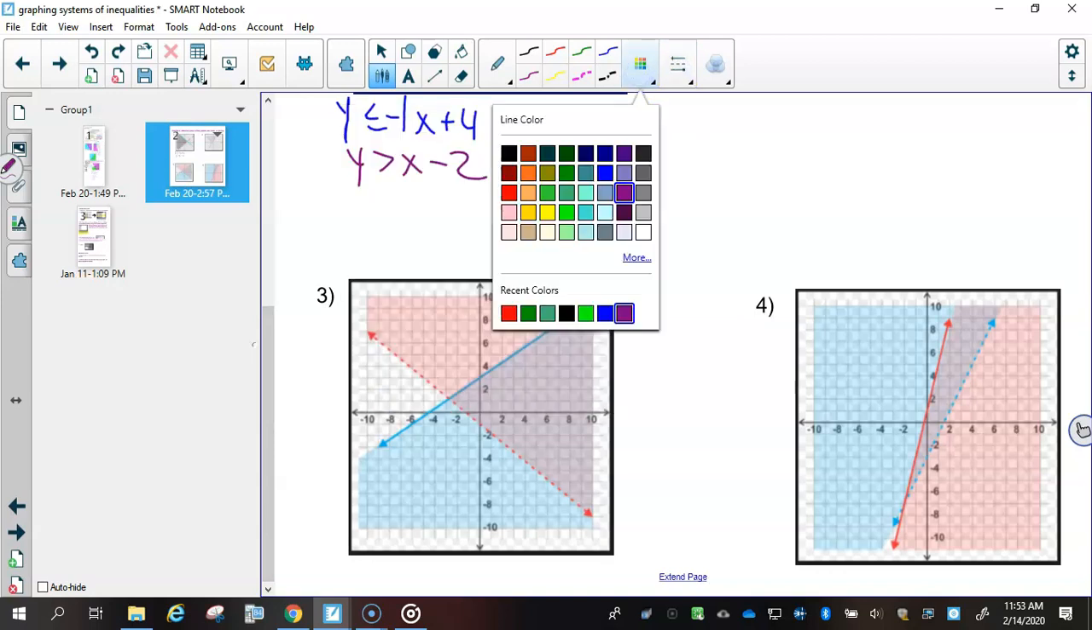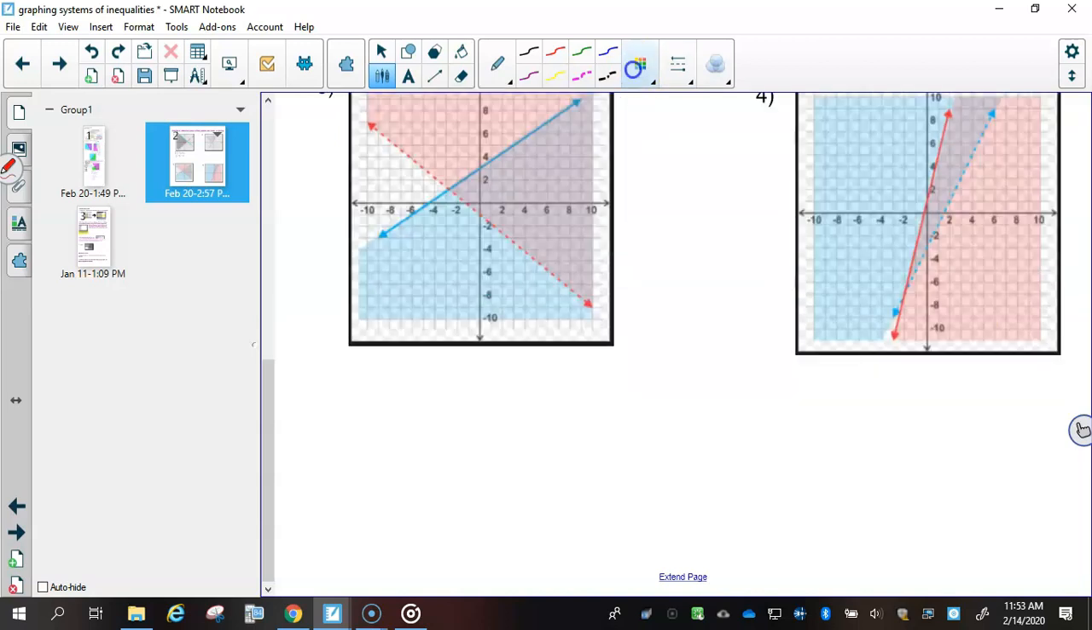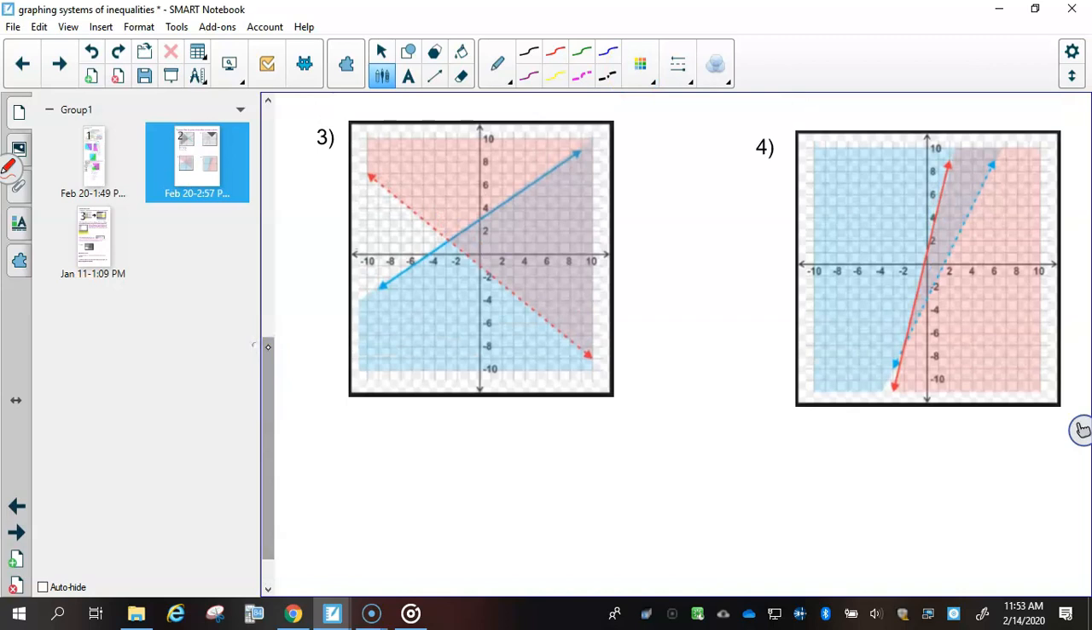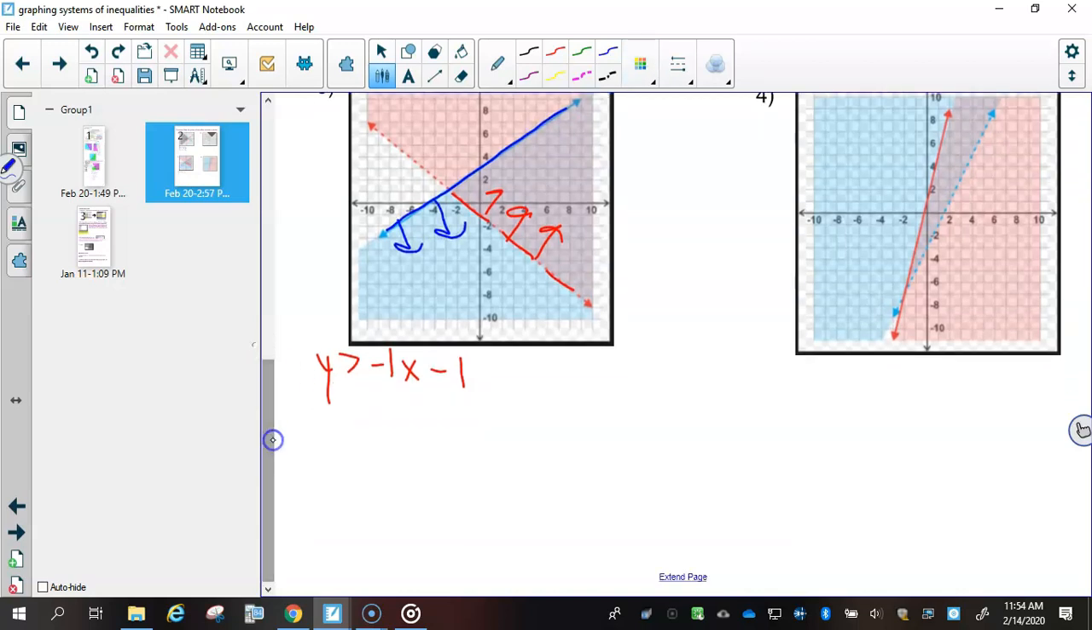For your red line, would this be less than or equal to, greater than or equal to? For your red line. Greater than, because it's shaded above this line, and it's a dashed line. What is the slope of that line? Negative 1, and then x. And your y-intercept? -1. And then of your blue line, is this greater than or equal to, less than or equal to? Because it's a solid line and it's shaded below. What is the slope of that line?